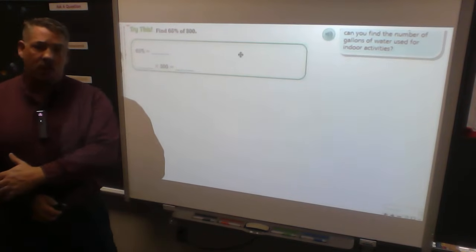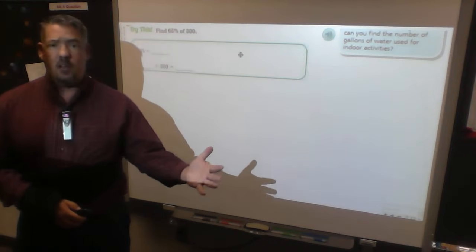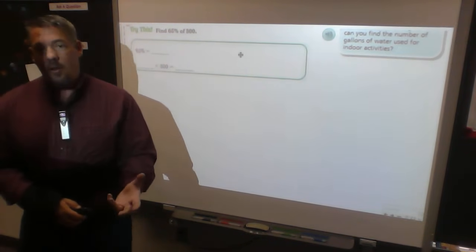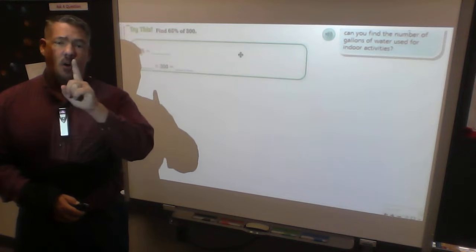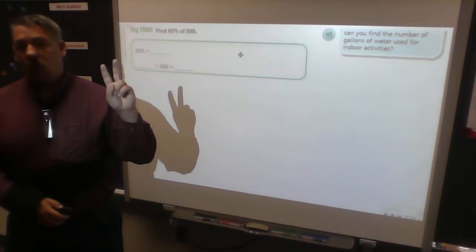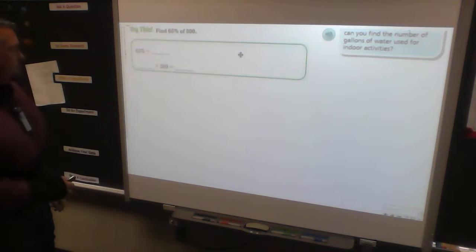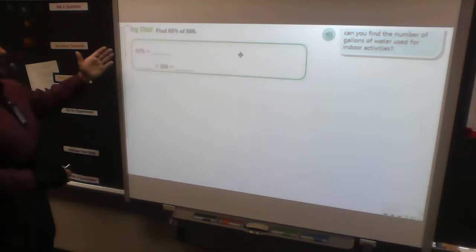Okay? So we looked at 4 different ways there that we can look at it. We're going to work all of these in 2 ways, going from a fraction and going from a percentage. So now it says try this.